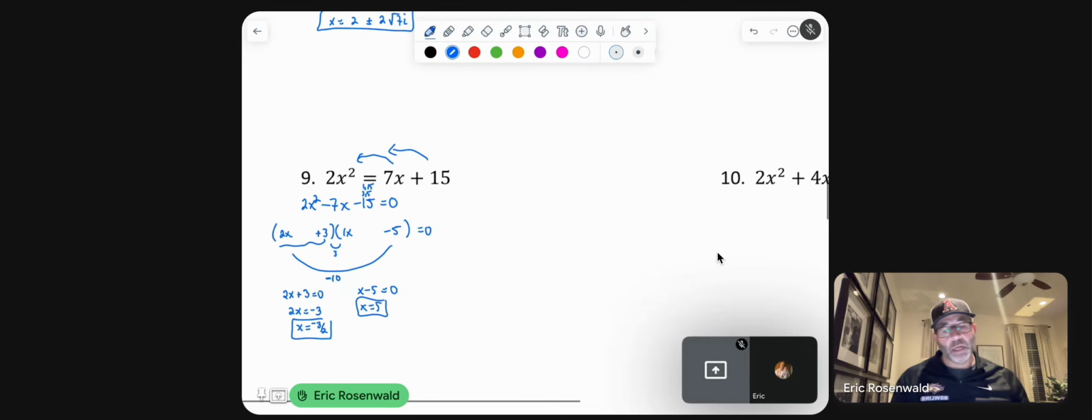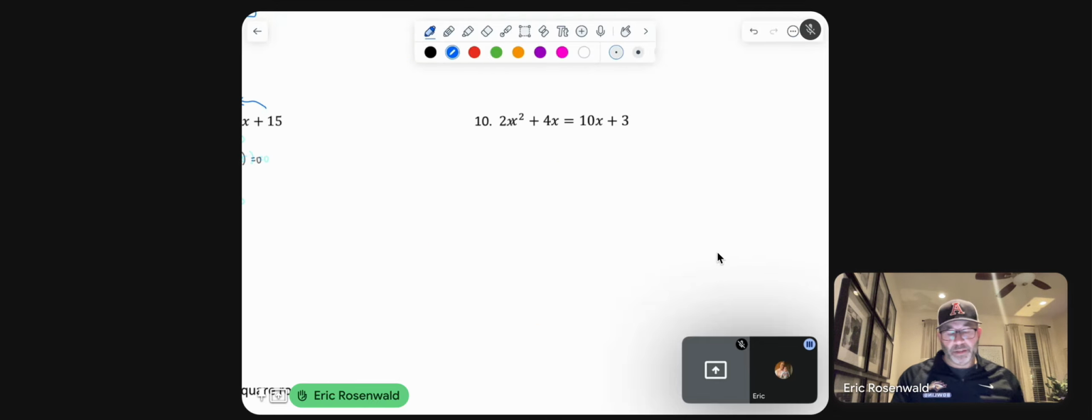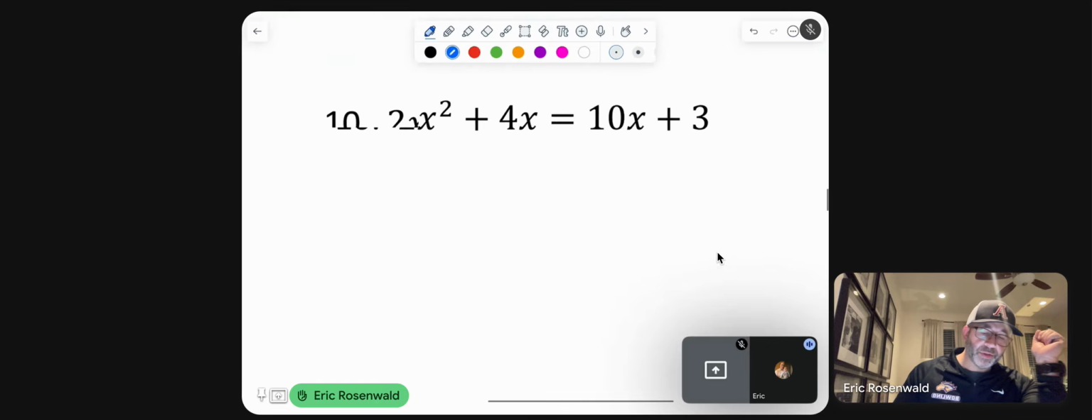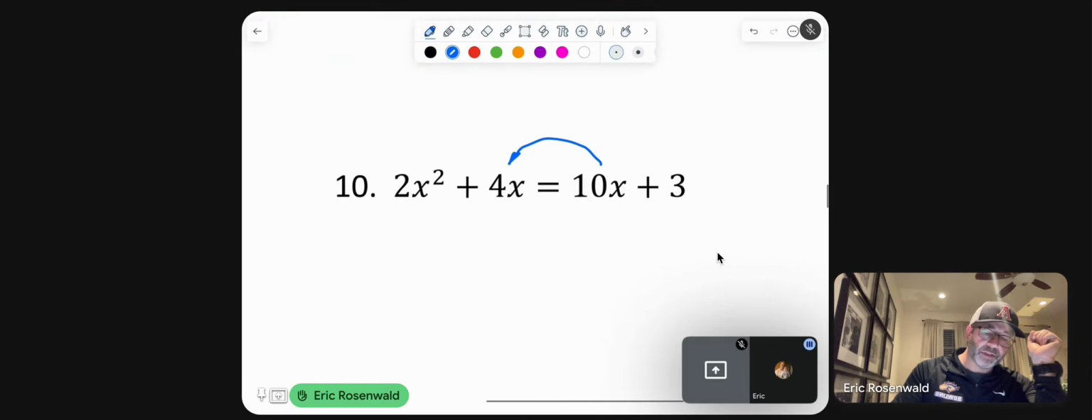Okay. All right, let's move on to number 10. Again, let's try to get everything to be equal to 0. So I'm going to move this 10x over. That means we're going to have 2x squared. This will be minus 10x, so that means that we're going to have a negative 6x. Move this 3 over, we'll have a minus 3, and that's going to equal 0.